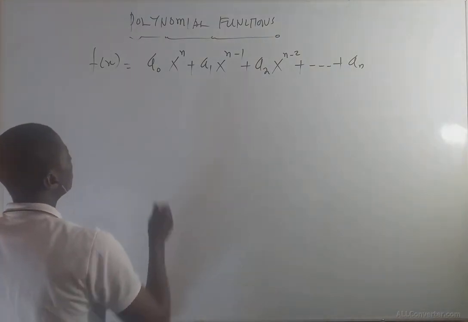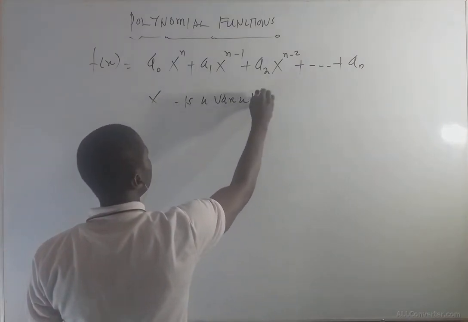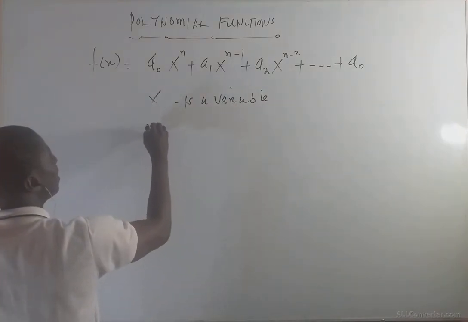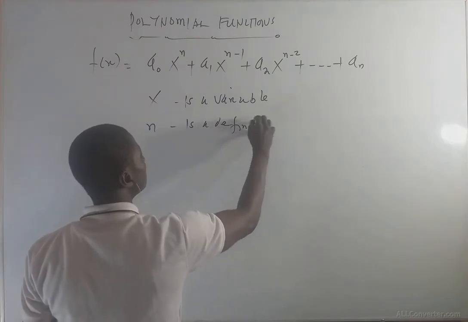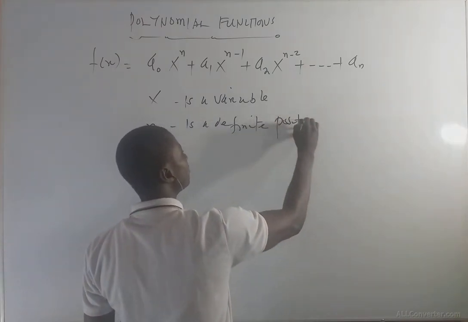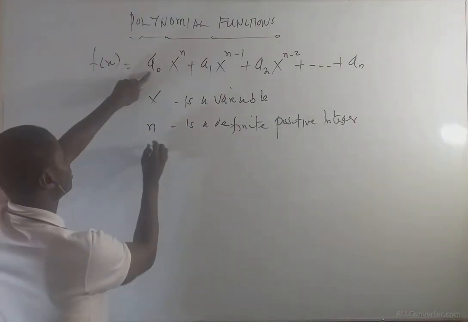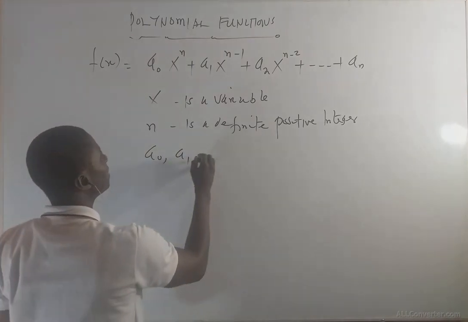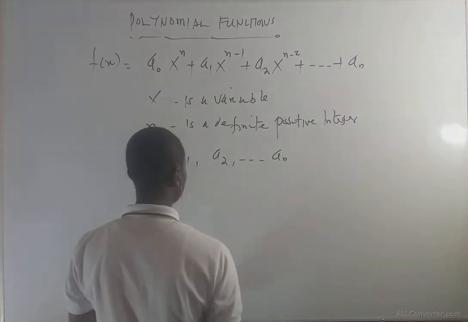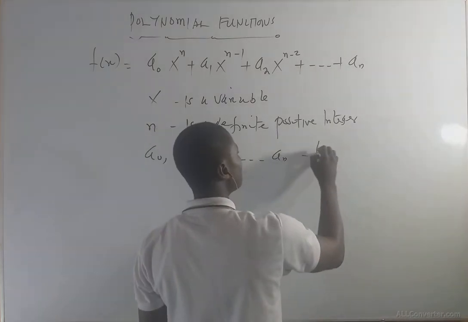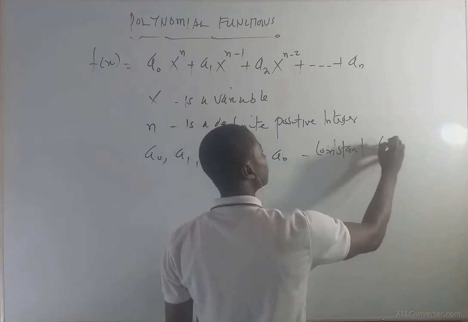Now, our x is a variable. Then our n is a definite positive integer. Then a naught, a1, a2, and an are constant coefficients. We call these constant coefficients.